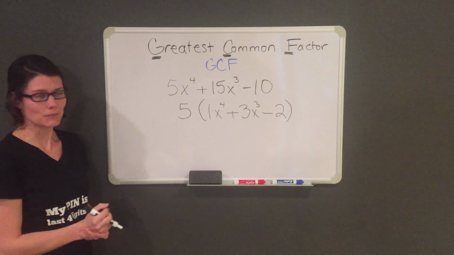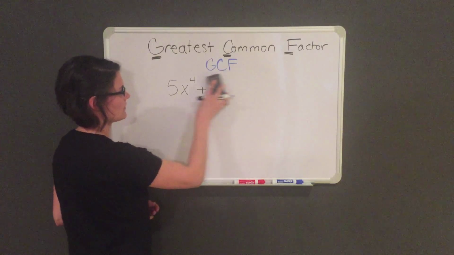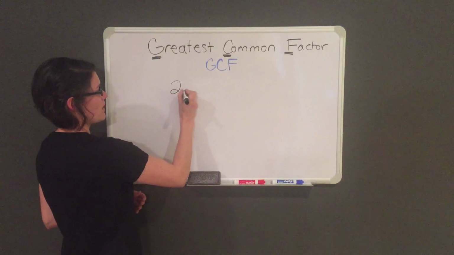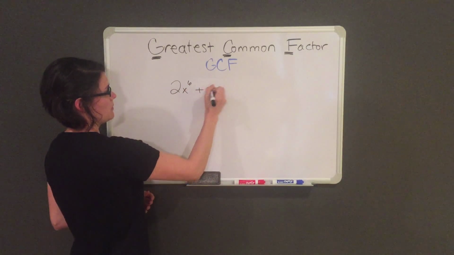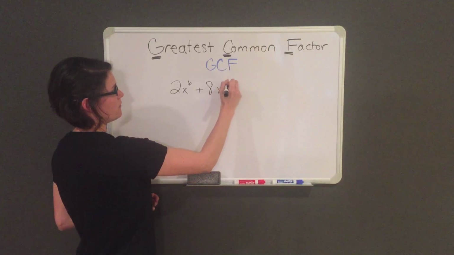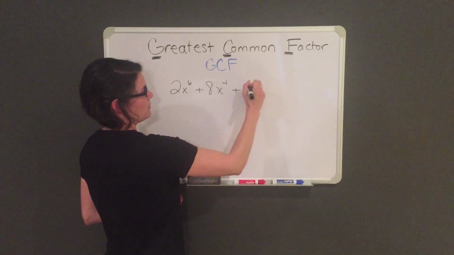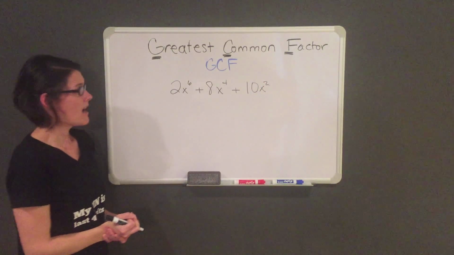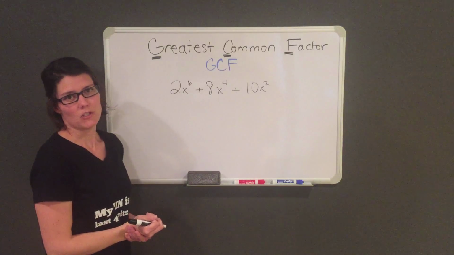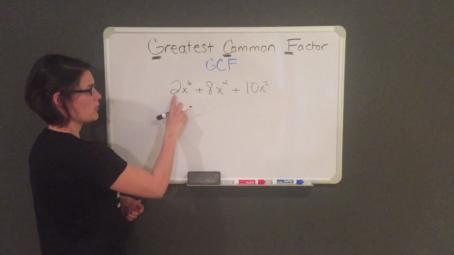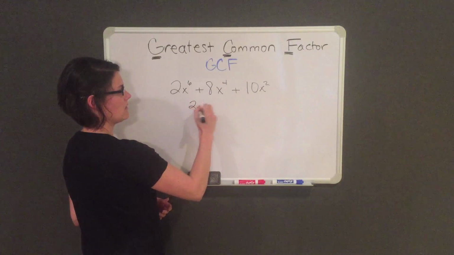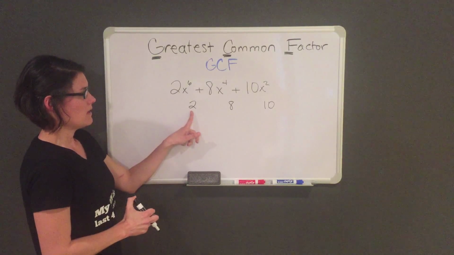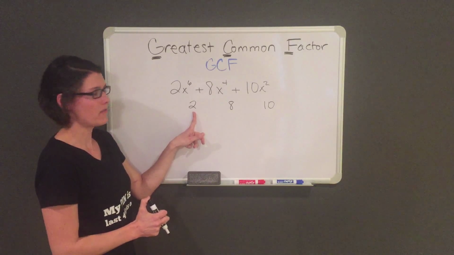I want to do one more example. So let's come up with the example 2x to the 6th plus 8x to the 4th plus 10x to the 2nd. I again give you 3 terms, and I want you to start with the numbers first. So if we look at 2, 8, and 10, come up with its highest common factor. If you need to make a list again, that would be fine.